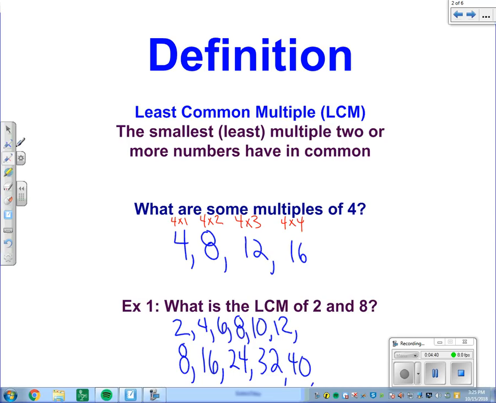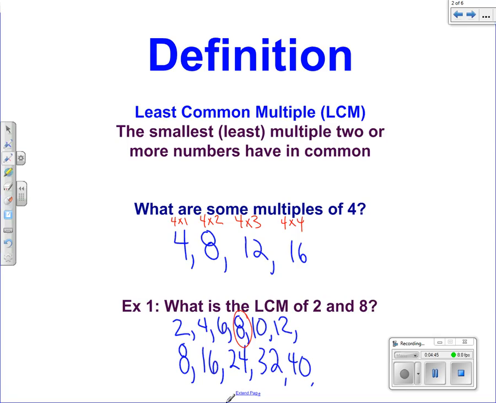Are you thinking 8? If you are, very good. That is correct. That's the first number that is the same in both lists. So the LCM of 2 and 8 is 8. All right, moving right along. Let's take a look at another example.